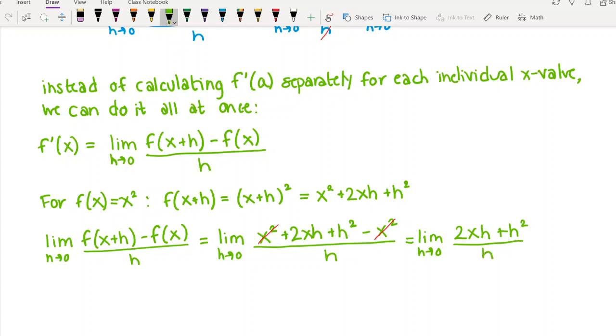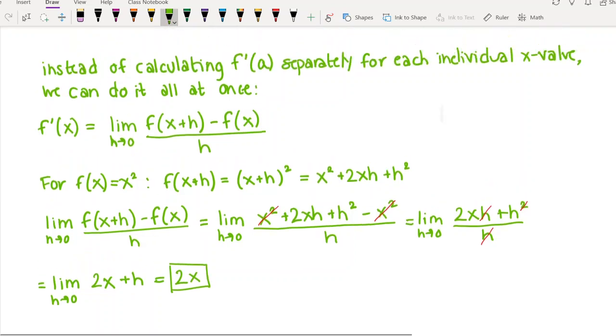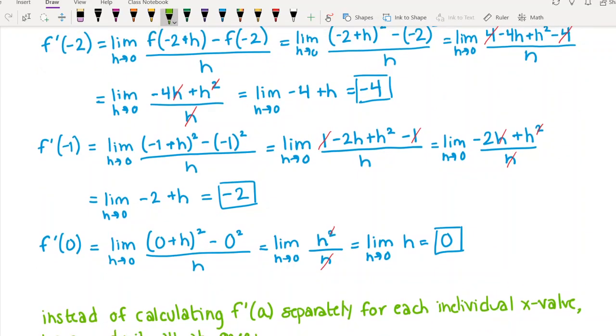And just like in the examples we did above, now we have this common factor of h that we can cancel with the denominator. And so now we're going to get the limit as h approaches 0 of 2x plus h. And so now we can plug in 0 for h, and we just get 2x. And if you look back at the examples we did up here, it's literally the exact same thing. We canceled out the same stuff.